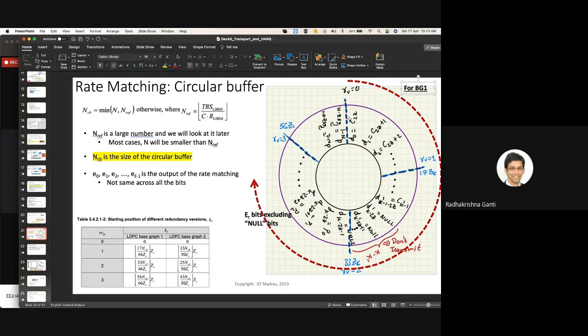Vijay, does that answer your question? Yeah, yes, sir. Okay. I mean, how they implement it is a little bit more complicated. Okay. Any questions?